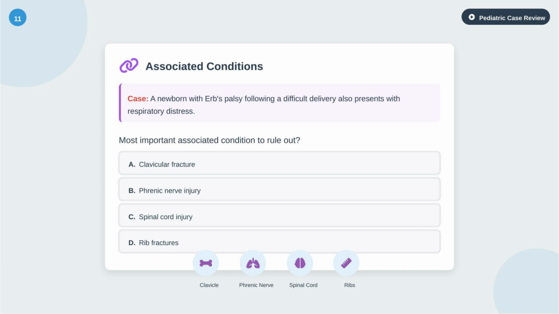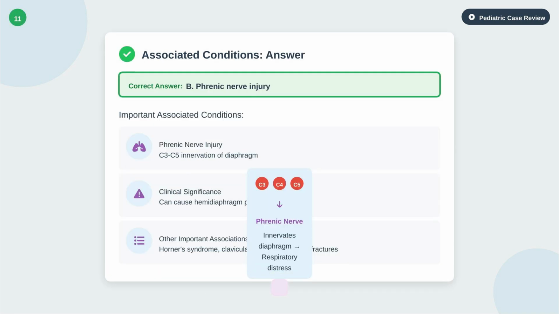A newborn with Erb's palsy following a difficult delivery also presents with respiratory distress. Which of the following associated conditions is most important to rule out in this scenario? A. Clavicular fracture. B. Phrenic nerve injury. C. Spinal cord injury. D. Rib fractures. The correct answer is B.